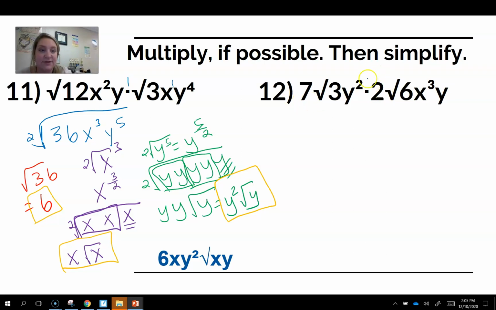So 7 times 2 gives me 14. It stays on the outside. Now I'm going to do 3 times 6, which is 18. Y squared times y to the power of 1 is going to give me y to the power of 3. And then I do have x cubed.